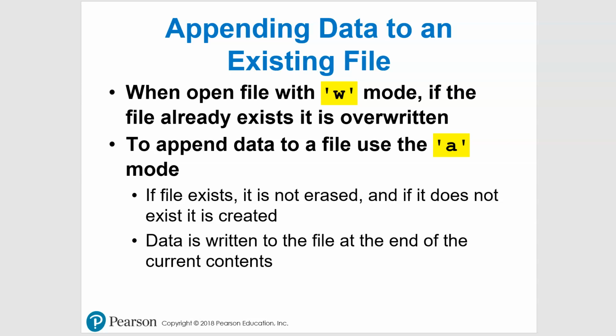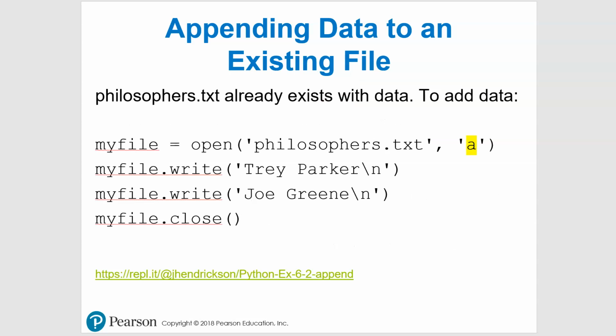So to take a look at that one, you'll see this little example code here. We're assuming that philosophers.txt already exists and already has data in it, so we're going to add some data. We're going to open this particular file, use A to append, and use a real simple write method to write a couple things in there. Notice the backslash n's, and then close that out.